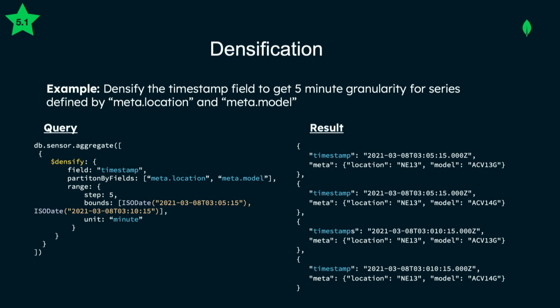Densification, again, this is in 5.1, it's new. And time series data has gaps in it usually. And for the analytics to work, those gaps need to be filled in. So now we have a new aggregation that allows you to fill in those gaps either by carrying the last value forward or by filling the gaps with constant values like zero filling. And in this example, it's densifying the timestamp field to get 5-minute granularity for series defined by meta location and model.